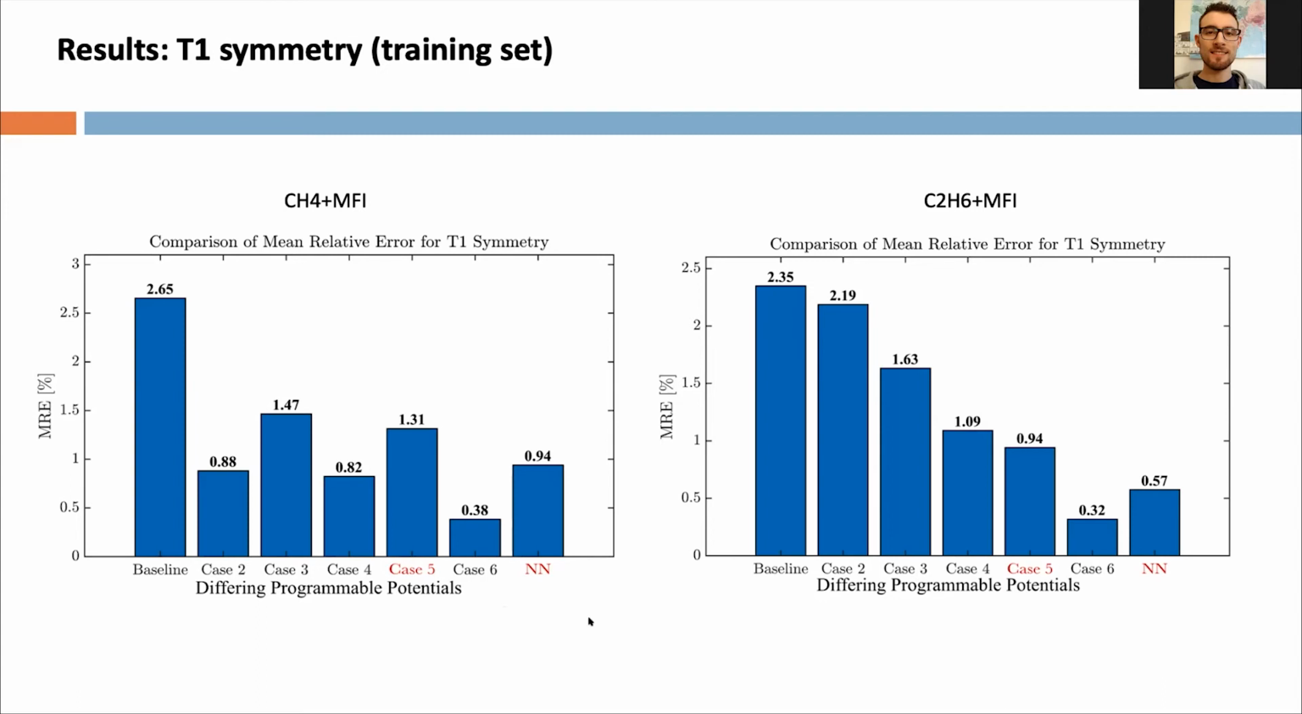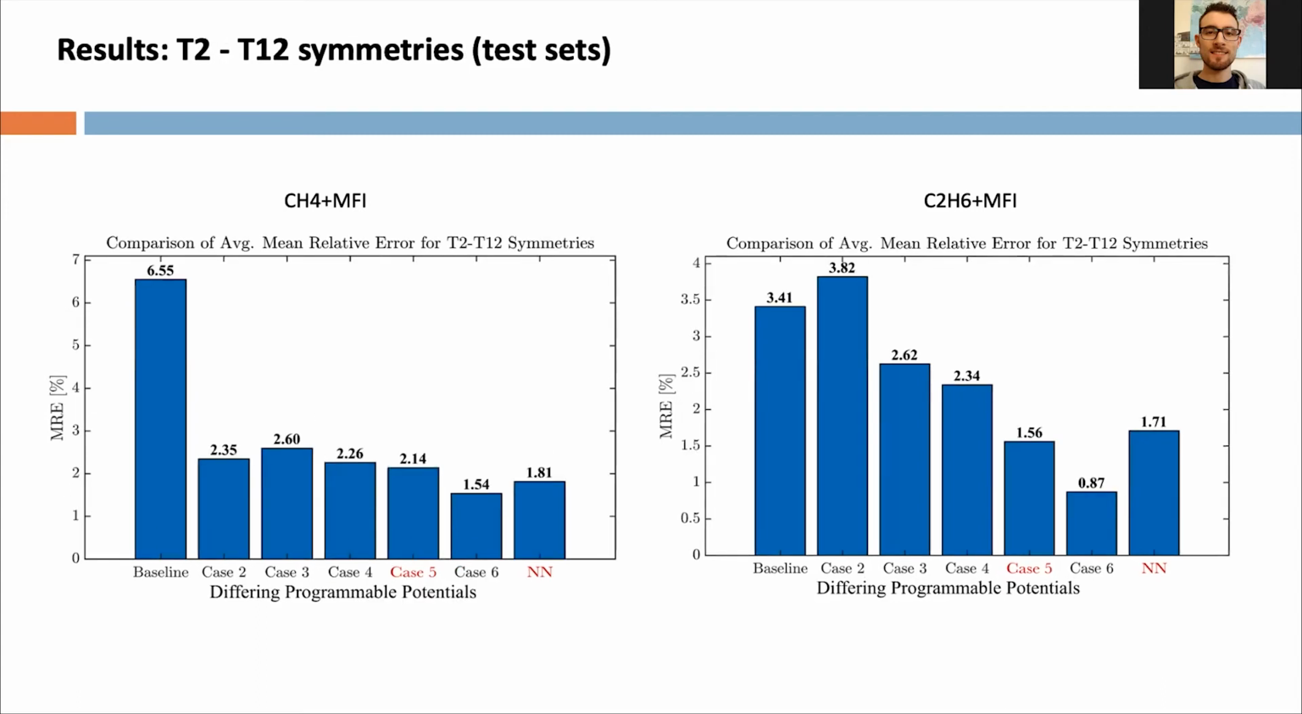So moving on to the generalization. This is the results for the T2 to T12 symmetries. What we're actually showing here is we compute the mean relative error for T1 through T12, and then we average all of those errors to actually get these bar plots here.